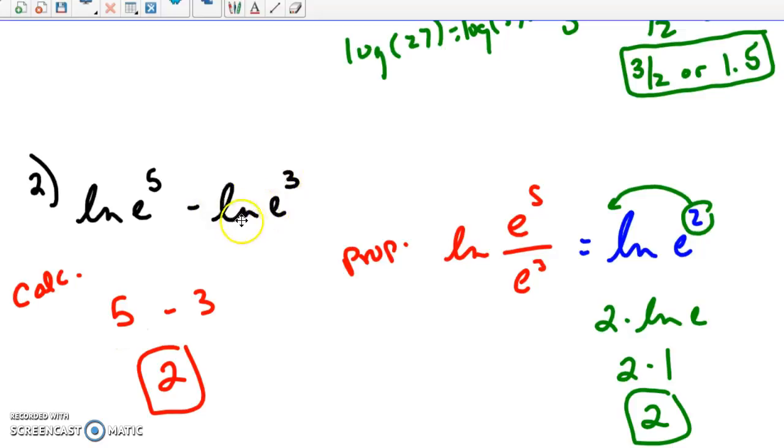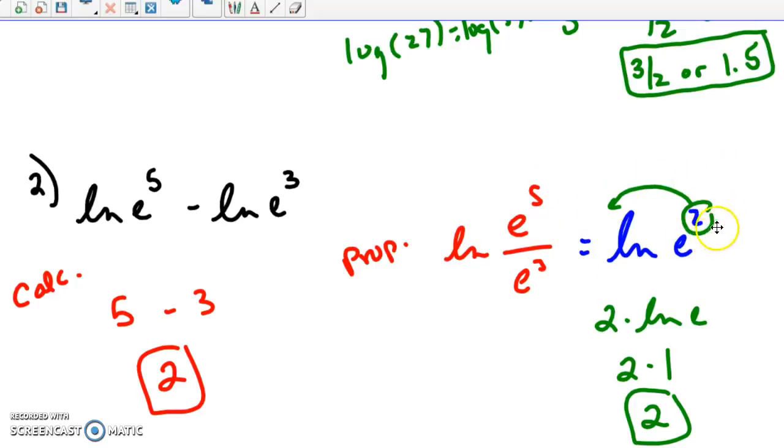You can do the same thing with the second expression, type in the natural log of e to the 3rd, it gives you an answer of 3, and then once we subtract, we get an answer of 2. The other way is if we use our properties, we can condense those to a single log. Since they're being subtracted, we condense them using division. And then e to the 5th over e cubed, we can simplify down to e to the 2nd.